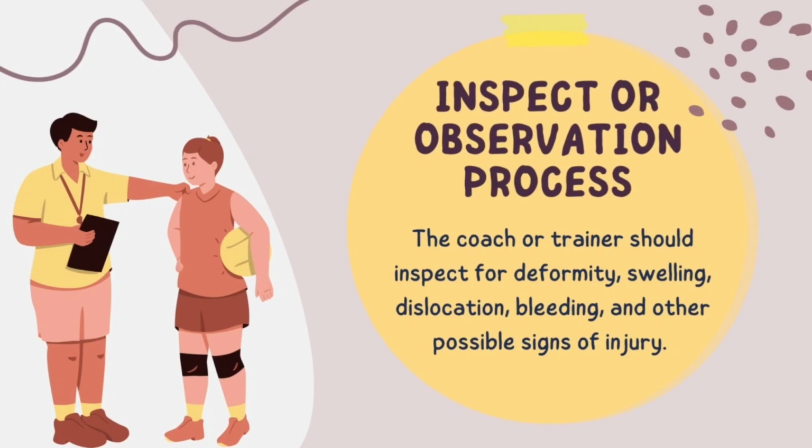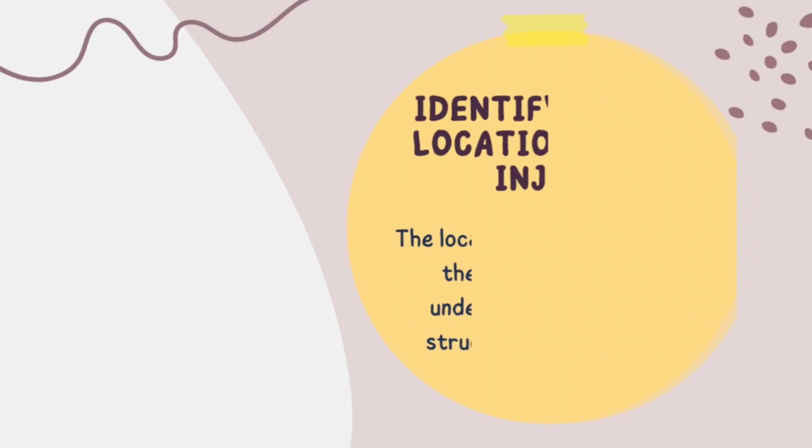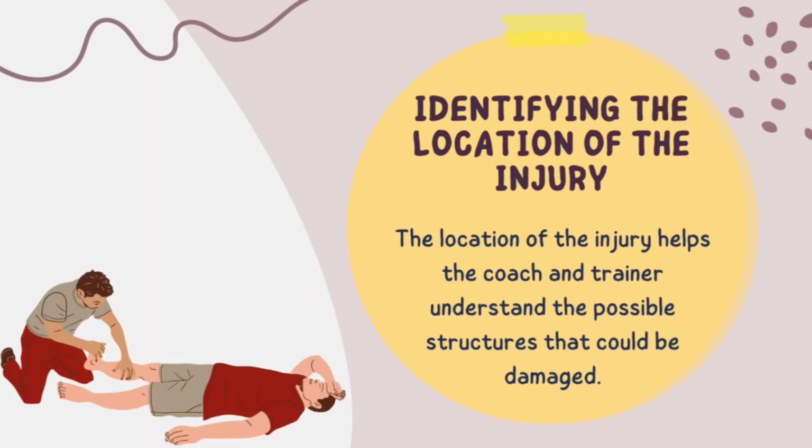Are there any unusual bumps and bruises? Are the bone and joint aligned normally? And lastly, does the athlete complain of more pain when more pressure is applied? Second, identifying the location of the injury. The location of the injury helps the coach and trainer understand the possible structures that could be damaged. The following questions can help in identifying the location and mechanism of injury.